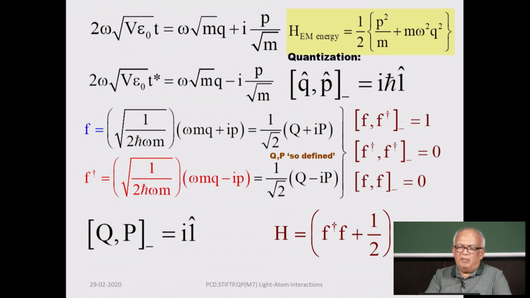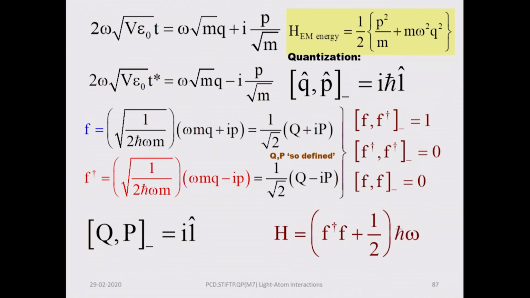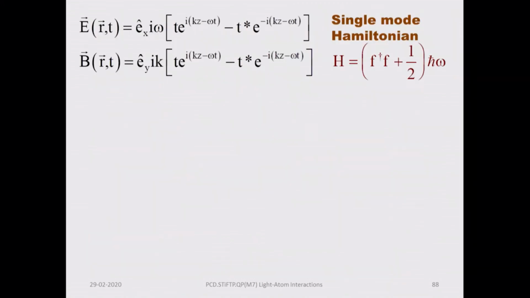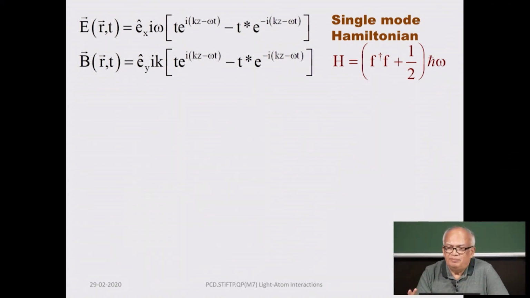And now the Hamiltonian which we know is given by this f dagger f plus half h cross omega. In terms of the second quantization operators, Q and P are the quadrature operators, and we are going to consider the cavity to have electromagnetic excitation in a single mode. So we have a single mode Hamiltonian, meaning when you have an electromagnetic field you will have all kinds of modes which are available, all right.